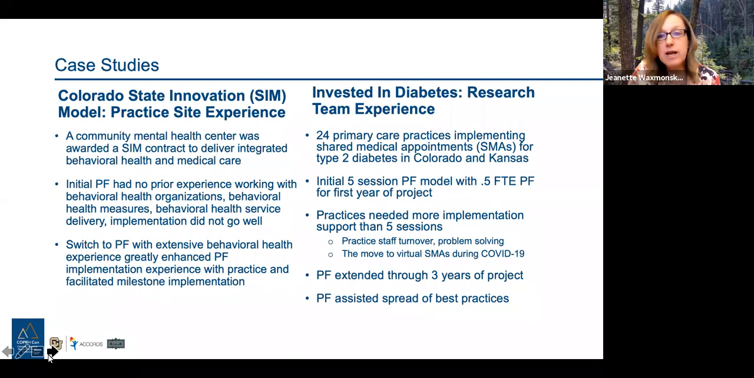They didn't understand the language, they didn't understand the workflows, the processes, how behavioral health measures were different than primary care measures, what the metrics were, what the reporting was to the state. And needless to say, the implementation did not go well at the beginning because it was like they were speaking two different languages.